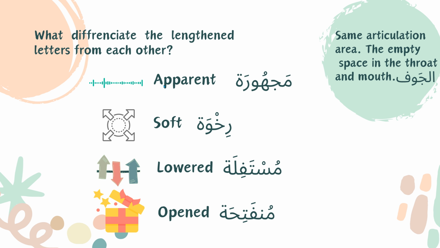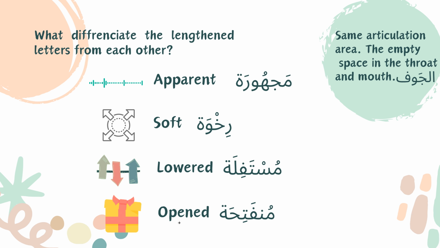So, all the lengthened letters, they are حروف مجهورة, they are حروف رخوة, حروف مستفلة, and حروف منفتحة. Let's explain this. Now, don't forget, same articulation area, the empty space in the throat and mouth, okay? And they share the same characteristics. They are apparent, they are soft, they are lowered, and they are opened.